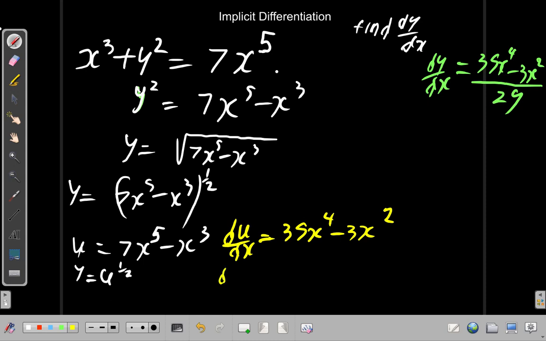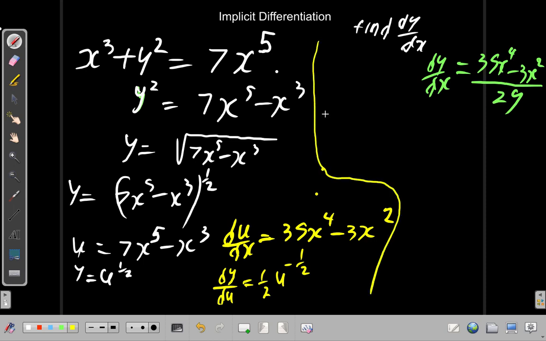Dy by du would be equal to 1/2 u to the 1/2 minus 1, which is negative 1/2. So it's 1/2 u to the negative 1/2. Now, therefore, let me just partition the board here. What you would have is that dy by dx is dy by du, which is 1/2 u to the negative 1/2. But remember, u is 7x to the 5 minus x cubed.